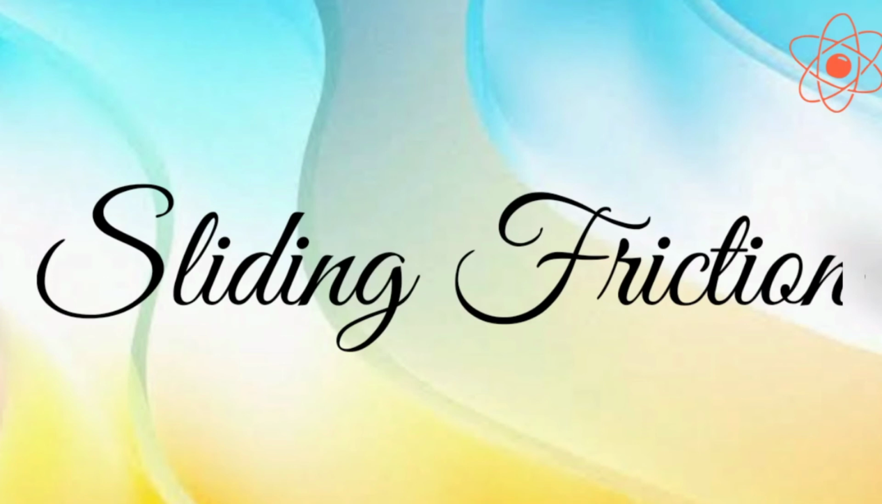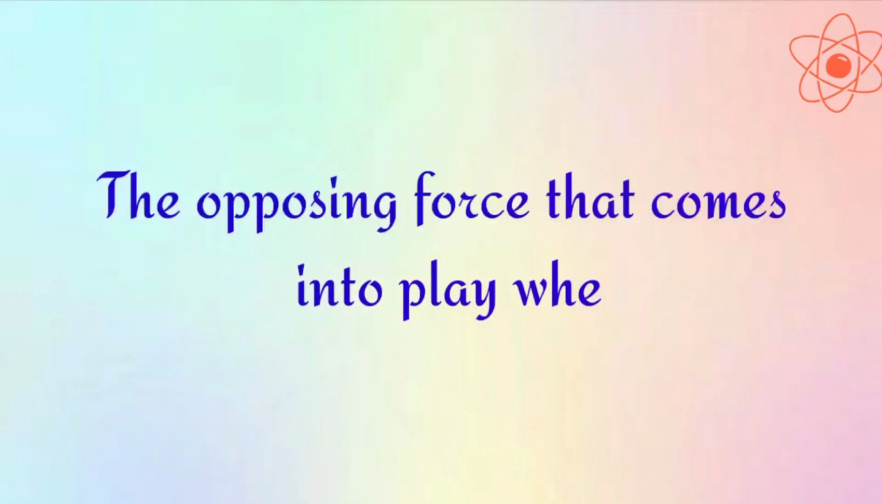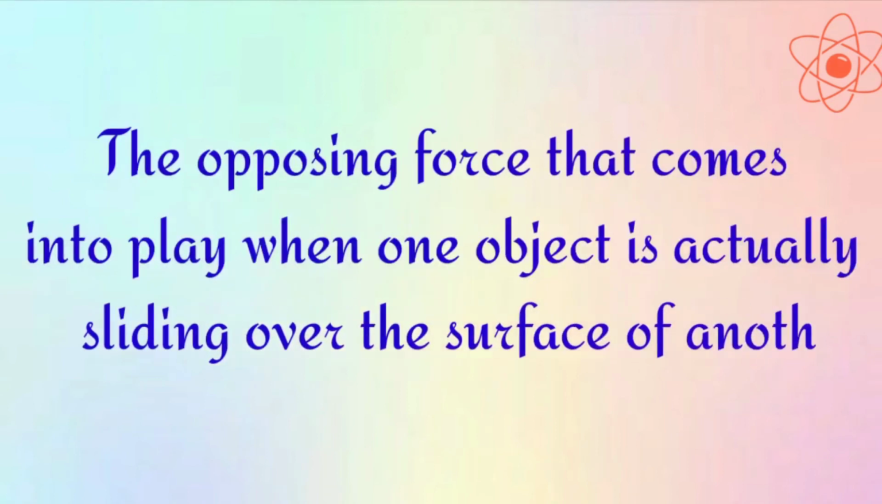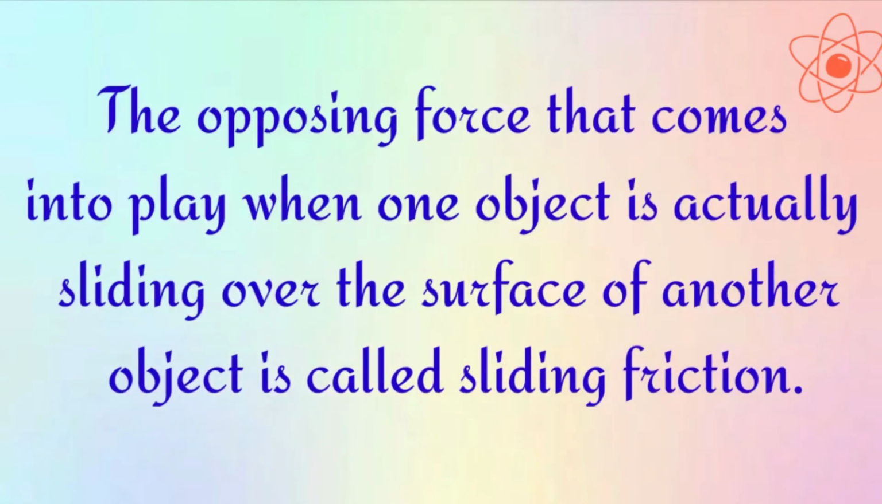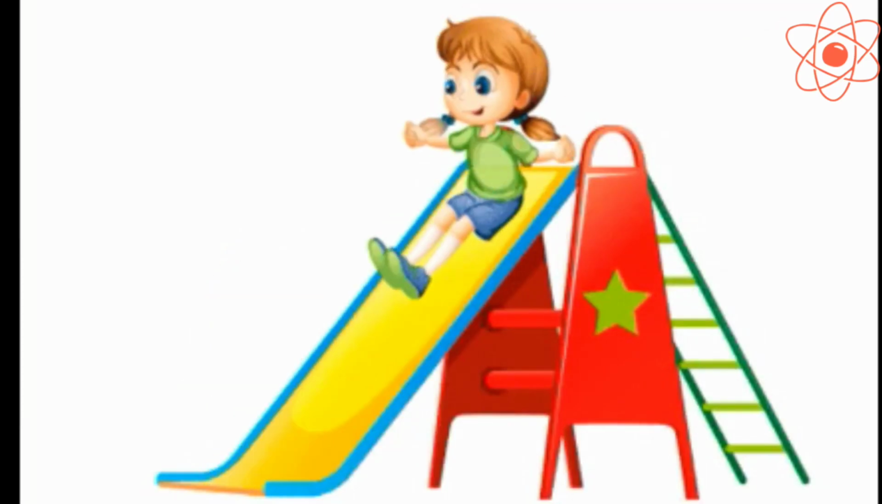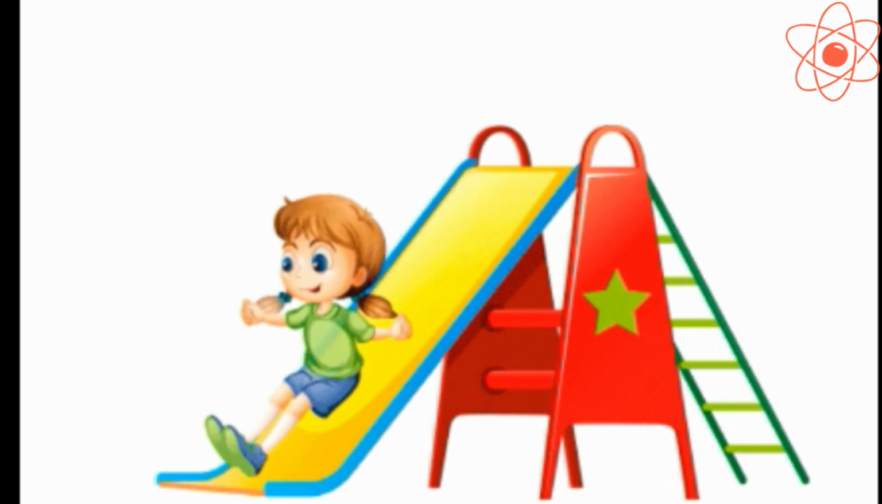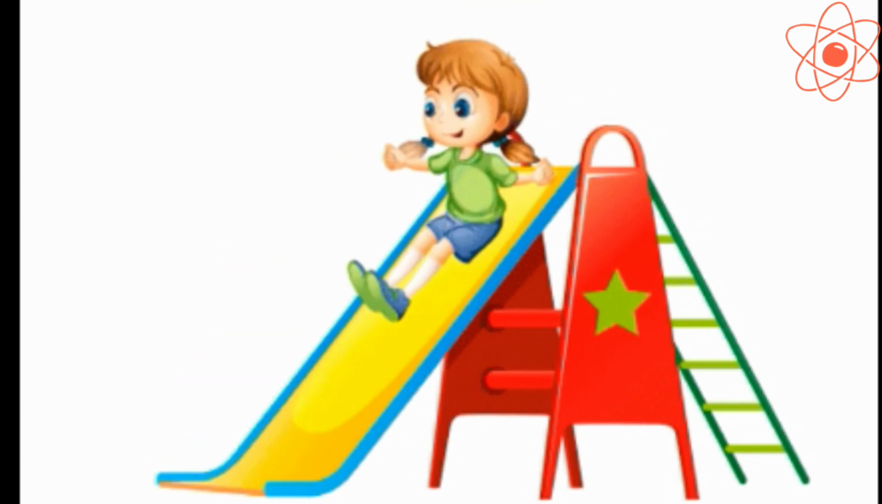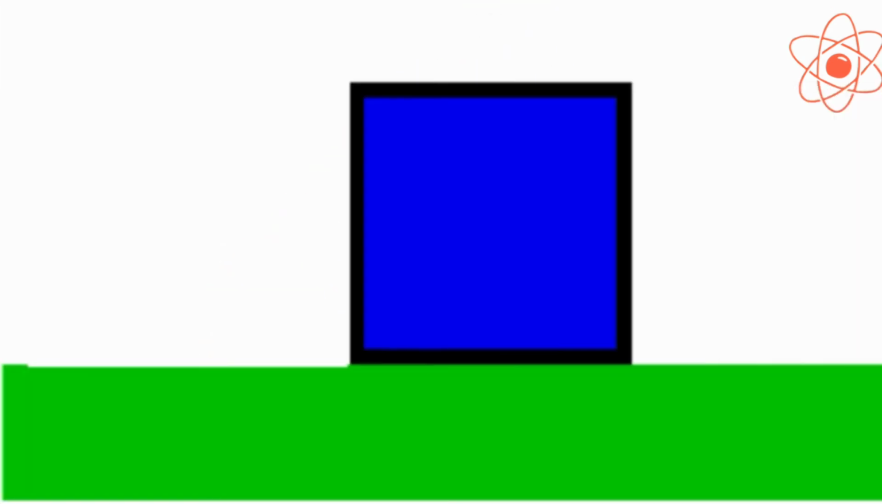Let us understand first sliding friction. The opposing force that comes into play when one object is actually sliding over the surface of another object is called sliding friction. For example, rubbing of both the hands together to create heat. Second, a child sliding down a slide in a park. Third, a block being slid across the floor.